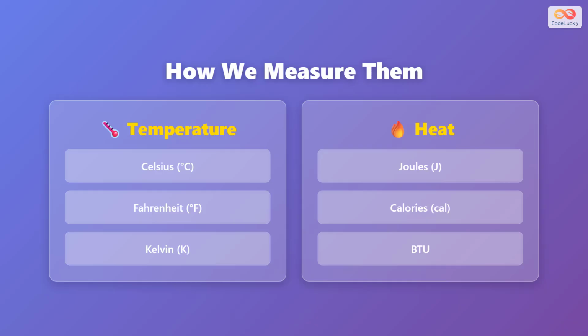Temperature and heat are measured using completely different units. Temperature is measured in degrees Celsius, degrees Fahrenheit, or Kelvin. These scales measure the intensity of thermal energy. Heat, being a form of energy transfer, is measured in joules, calories, or British thermal units. These are energy units. This difference in measurement units reinforces that we're dealing with two distinct physical quantities, one measuring intensity, the other measuring total energy.